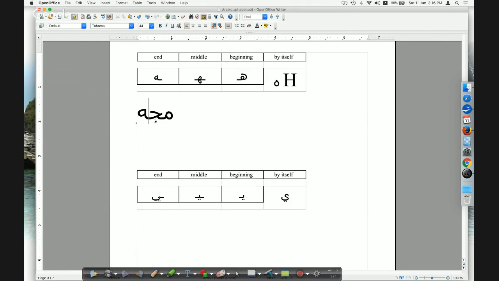So if the letter before the ha is any letter that does not accept connection from the left, then the ha automatically switches to the ball form. So let us say wa. You see how it changed right away? You see it?